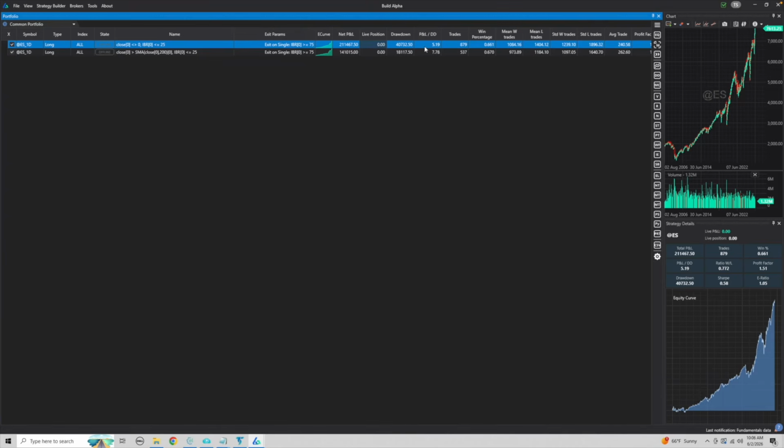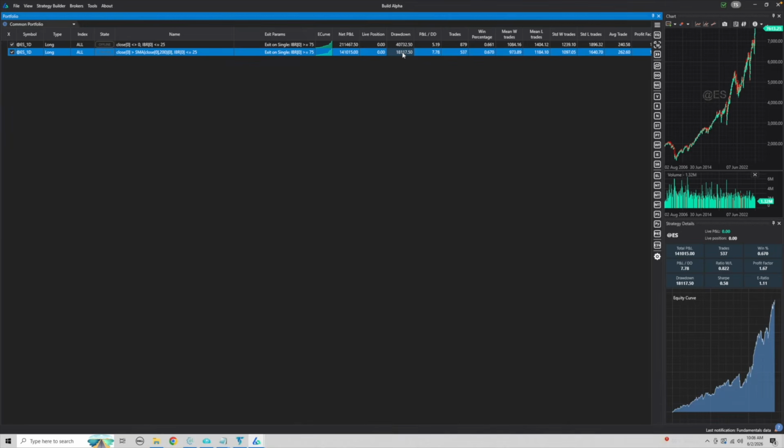So we did exactly what we wanted to do. We wanted to limit some of that drawdown, and we could see here in the drawdown, the original system was about $40,000, and the one down here with our regime filter is about $18,000.